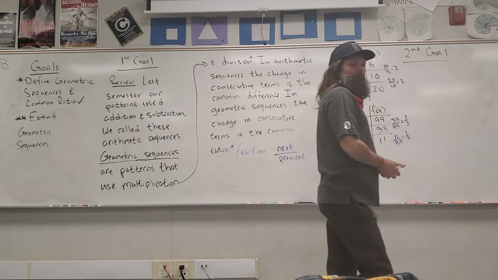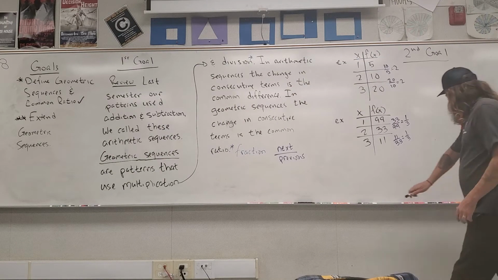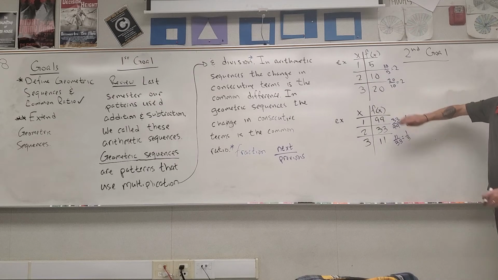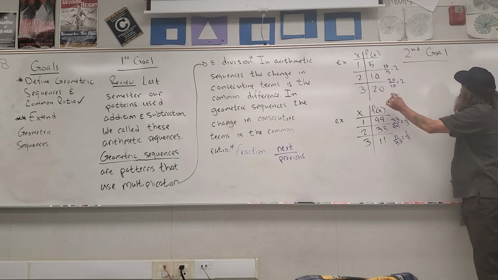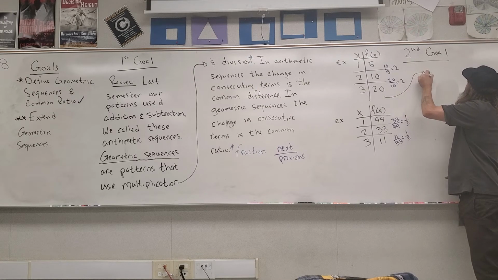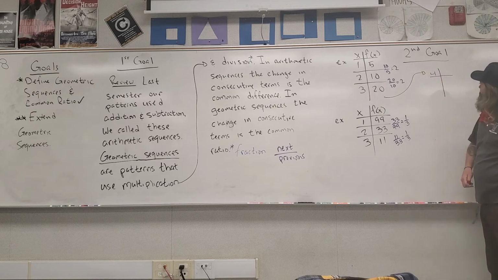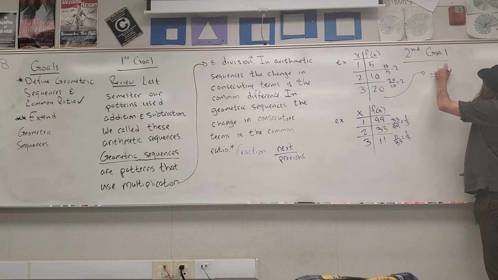I'm going to move on to the second goal, which is to extend geometric sequences. So let's look at this first table. I know that the first term is 5, the second term is 10, the third term is 20. I can find the fourth, the fifth, and the sixth. I know that the fourth term is going to be twice that, so that's going to be 40.